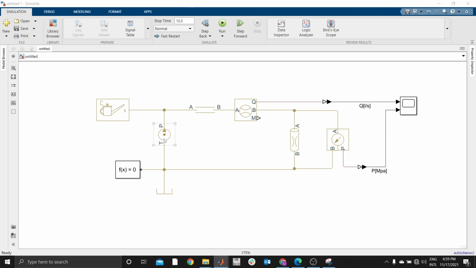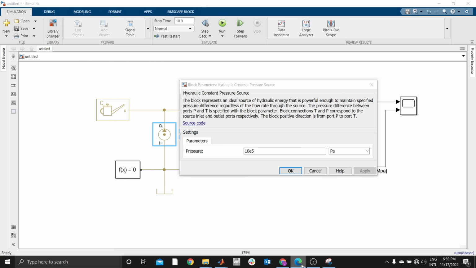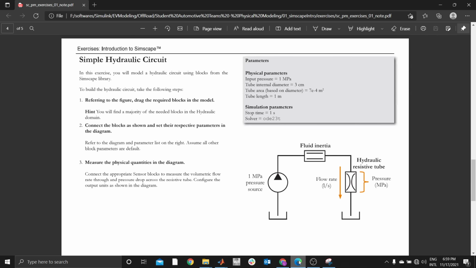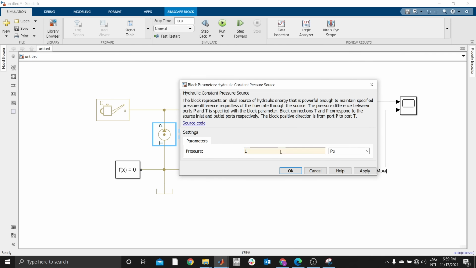Okay, pressure one. Remember here it is M1 MPa. Let me use 1 MPa like that. Okay.